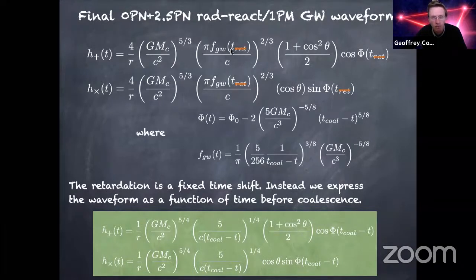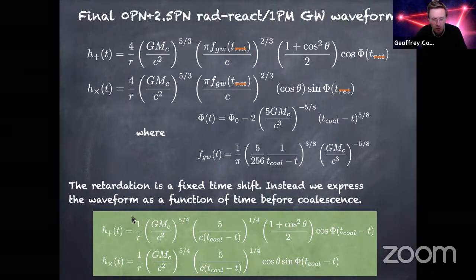We can shift the time just because we shift the overall phase with an overall constant. So this retarded time doesn't mean anything, I can just remove it. It's just a shift of time, which amounts to a shift of the initial phase. So the best way to write it is as a function of time before coalescence, because that's a special time, the coalescence time. So it's the best way to write the final waveform.